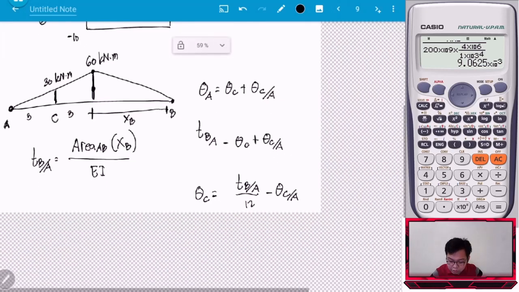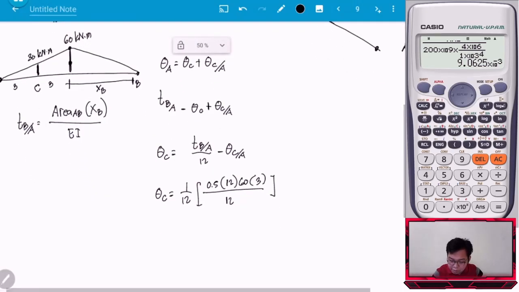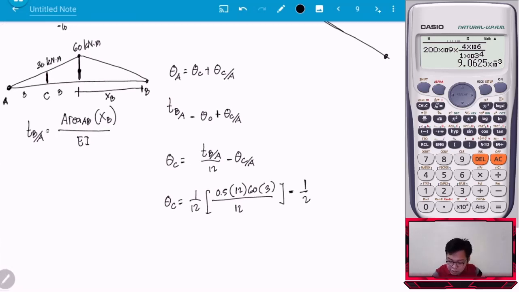Okay? So, balik ako dito guys. So, minus, ang area niyan, this is actually 1/2. Ano yung base from A to C? Ang base niya is 3. Ang height is just equal to 30. Therefore, I can now solve for the slope at C. Okay, so i-solve ko yung slope sa C guys. Check down natin dito.